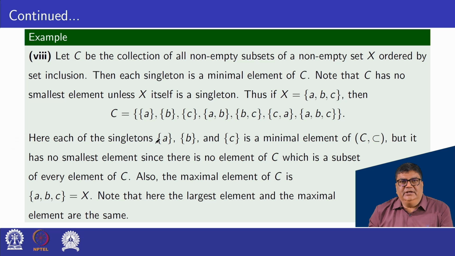Here each of the singletons {a}, {b}, and {c} is a minimal element of C, but it has no smallest element since there is no element of C which is a subset of every element of C. Also, the maximal element of C is the set X, that is {a, b, c}. Note that here the largest element and the maximal element are the same.